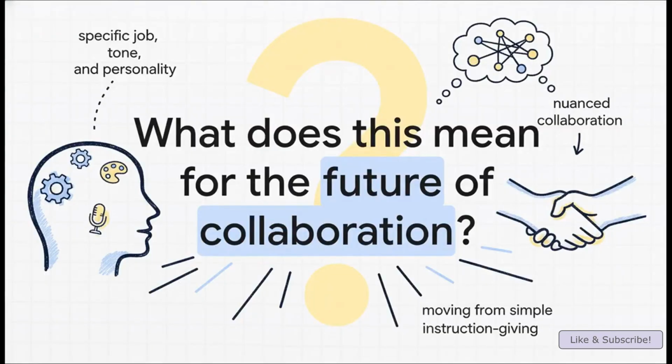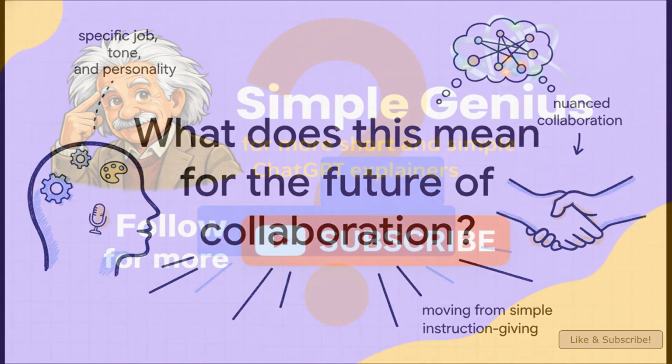And that leaves us with a pretty fascinating question to think about. If we can now give AI a specific job, a tone, and even a personality, what does that mean for the future of how we work with these tools? Are we moving past just giving instructions and into a new era of true, nuanced collaboration? Definitely something to think about.